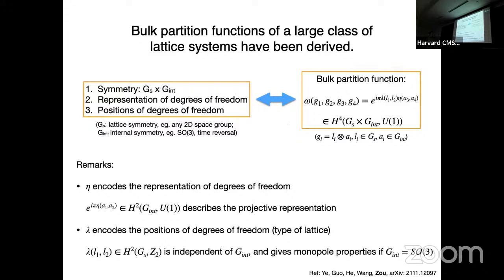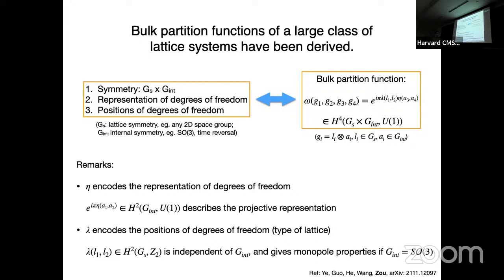Now I should come back to Jovan's question. You kept asking me what the terms are. Now I'm about to tell you what the terms are. The main message of this slide is that the bulk partition functions for a large class of lattice systems have been developed in this paper.